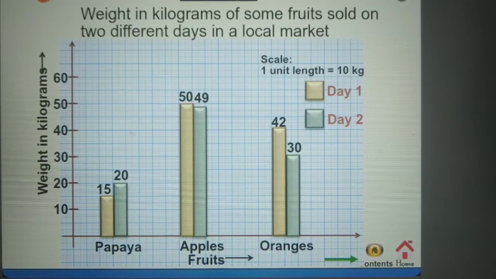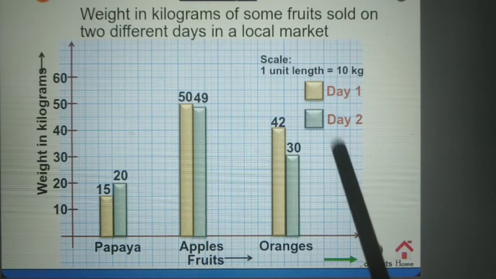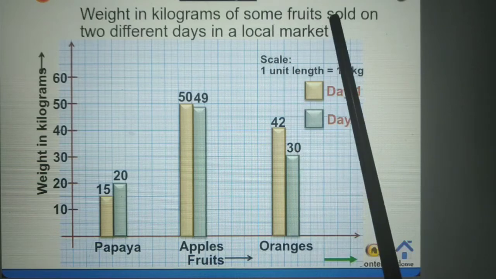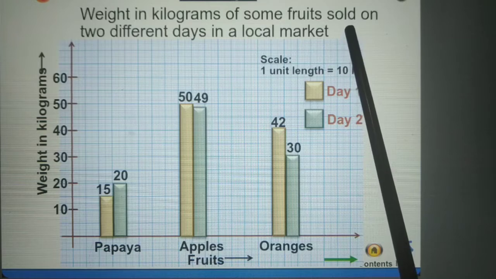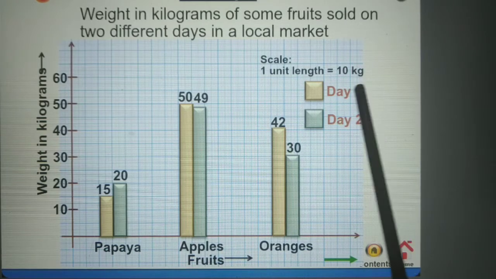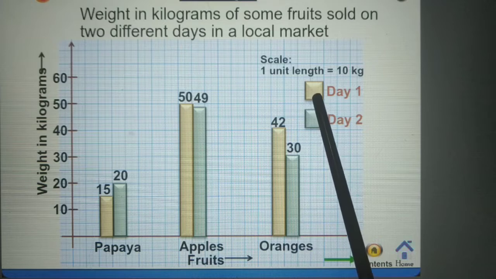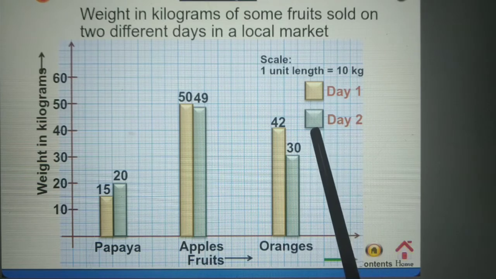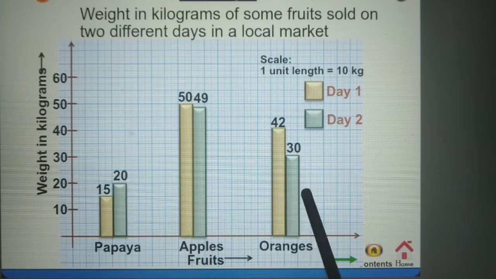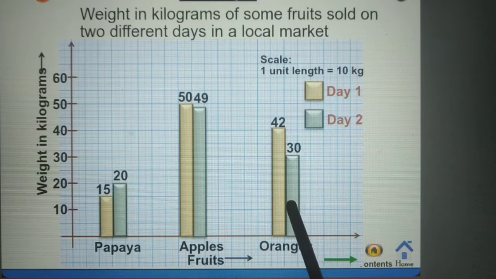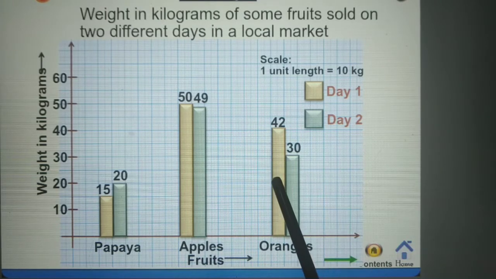Now, this is an example of a double bar graph. It shows the weight in kilograms of some fruit sold on 2 different days in a local market. Day 1 is represented by the golden color block, and day 2 is represented by the gray color. So these 2 colors of bars show you the different days for the sale of the fruits. This is for day 1 and this is for day 2.